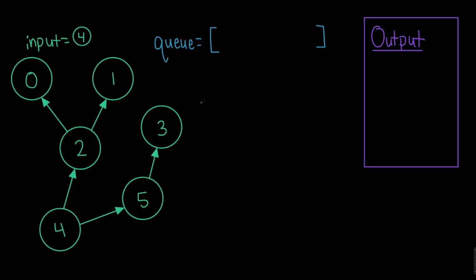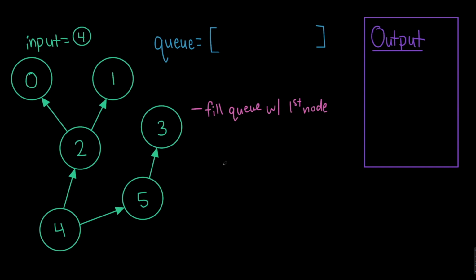So let's say the very first thing we do is create the queue. We can just assume that creating the queue is kind of obvious. That's not that difficult to do. But what we want to do is fill the queue with the first node.